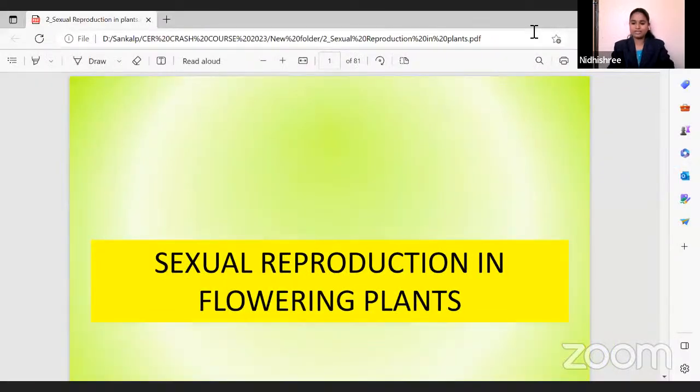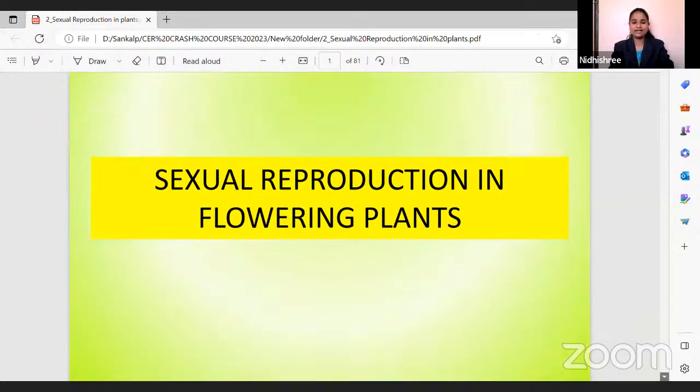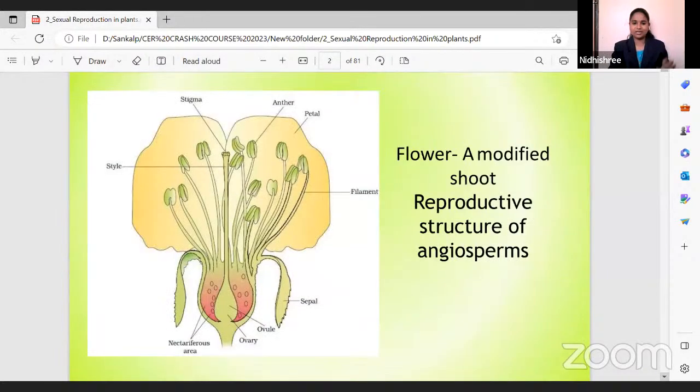Sexual reproduction in plants. In this topic, we are going to concentrate on the structure of a flower. Flower is a reproductive part of a plant. So you should know the structure, like the petal. What is the use of the petal? What is the significance of petals? A group of petals is called corolla. Then calyx, the leaf-like structure. A group of sepals is called calyx.